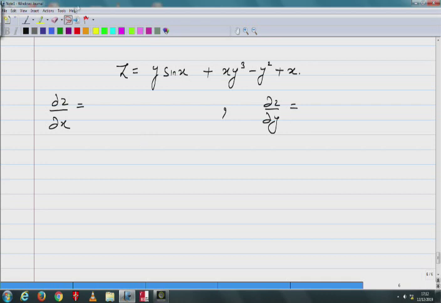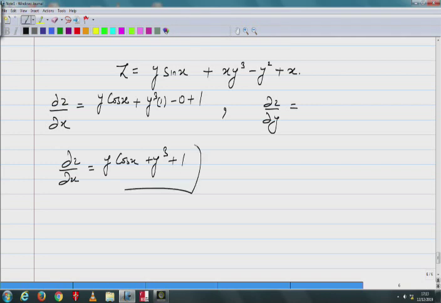This is sin x. Differentiation of sin x is cos x. So this will become y cos x, because y is constant, plus y cubed is constant, differentiation of x is 1, differentiation of y square is 0, so minus 0 plus differentiation of x is 1. So del z by del x is equal to y cos x plus y cube plus 1.